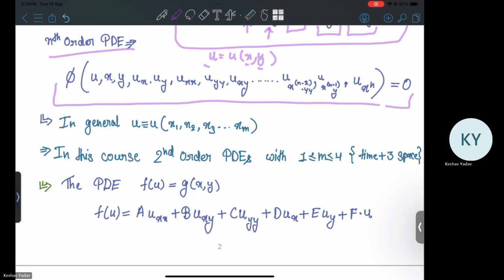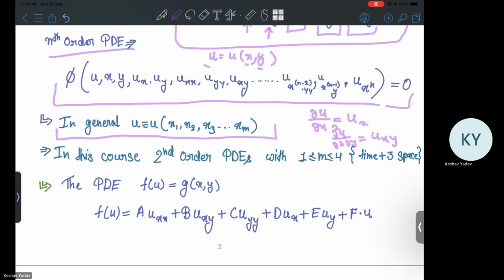So in short form, we write del u upon del x equal to u subscript x. Similarly, if I want to write del 2u del x del y, that will be equal to u subscript xy. But in general, u can be a function of not only two independent variables. It can be a function of m independent variables x1, x2, x3, up to xm.